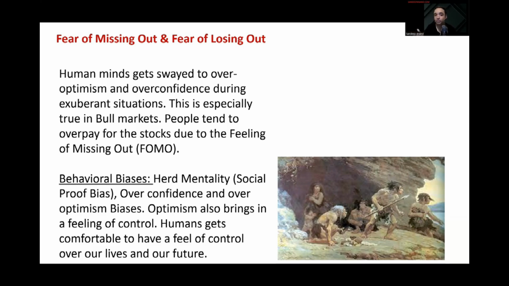In an exuberant situation, it's irrational exuberance, right? This is especially true in a bull market, especially towards the peak of the bull market. People tend to overpay for stocks due to the fear of missing out, the FOMO trade. And the associated behavioral biases are herd mentality and social proof bias. Human beings always want to move in a herd, and we need social proof. It's evident in our day-to-day life.